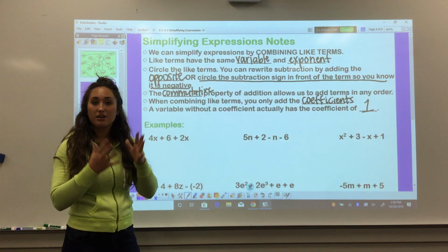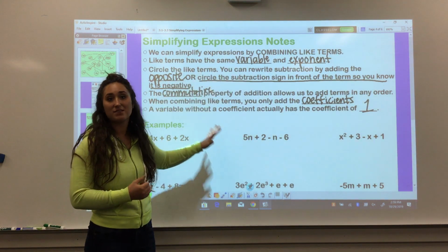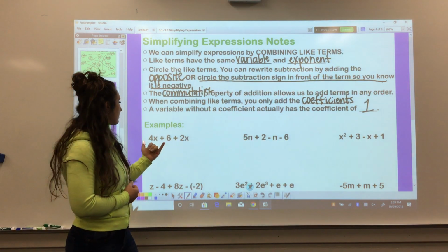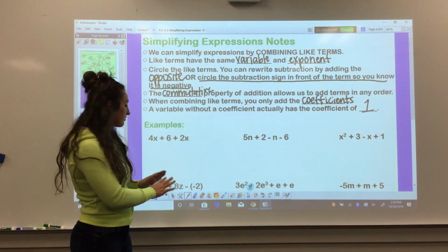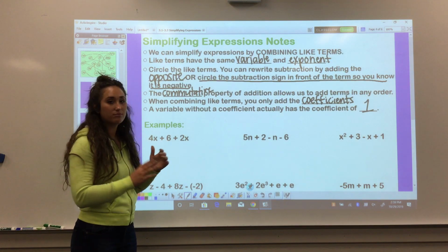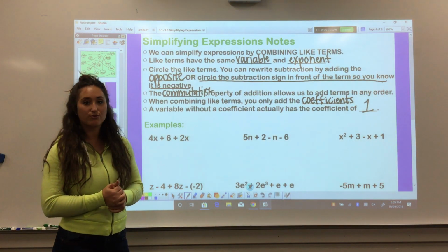So we are gonna implement all of these things, practice all of these things with some examples. You'll see that I'm gonna go from different colors to different colors, so have your coloring utensils ready as well.